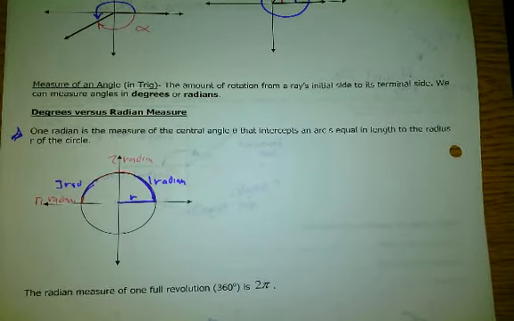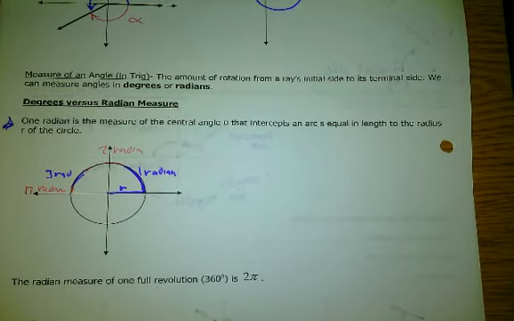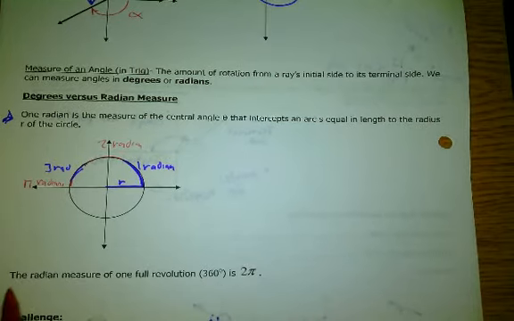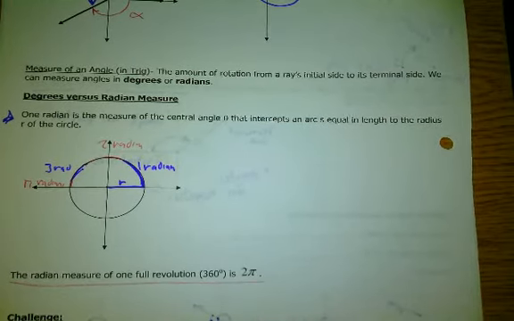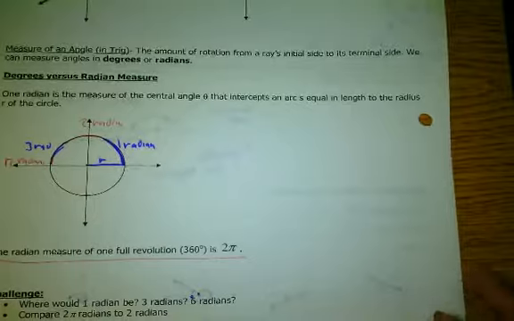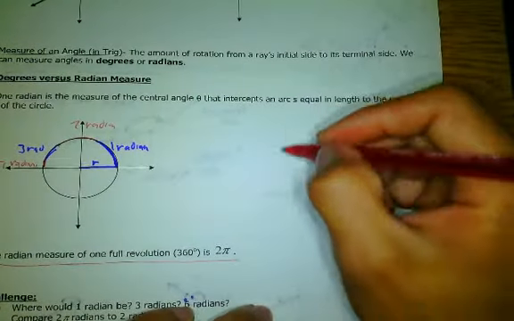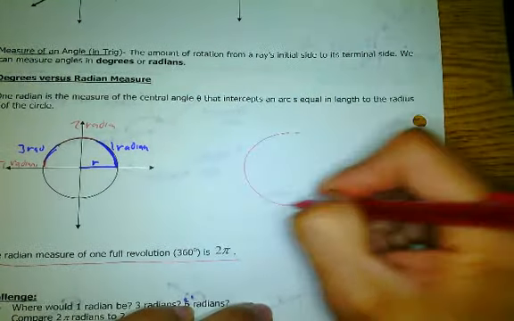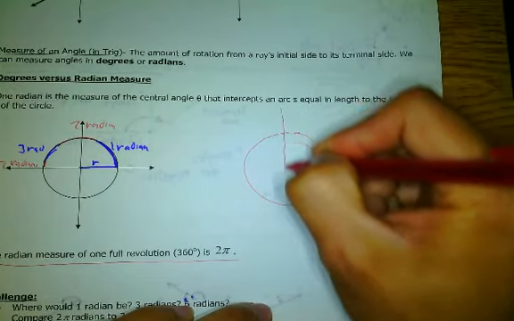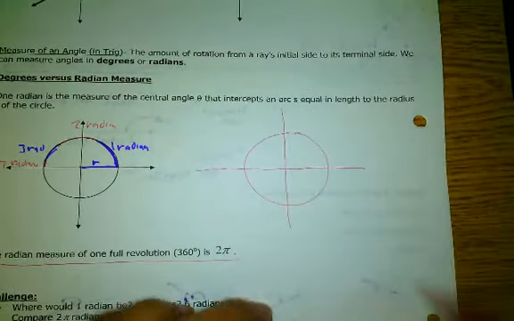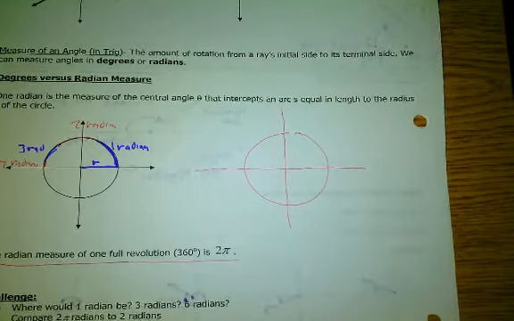Okay? Alright. So now that we know what a radian is, we're going to apply it. We know that a full revolution is 2 pi, correct? So here's what I want to do. We're going to draw ourselves another circle. Doesn't have to be perfect. And we're actually going to divide the circles in terms of fractions to help us out.